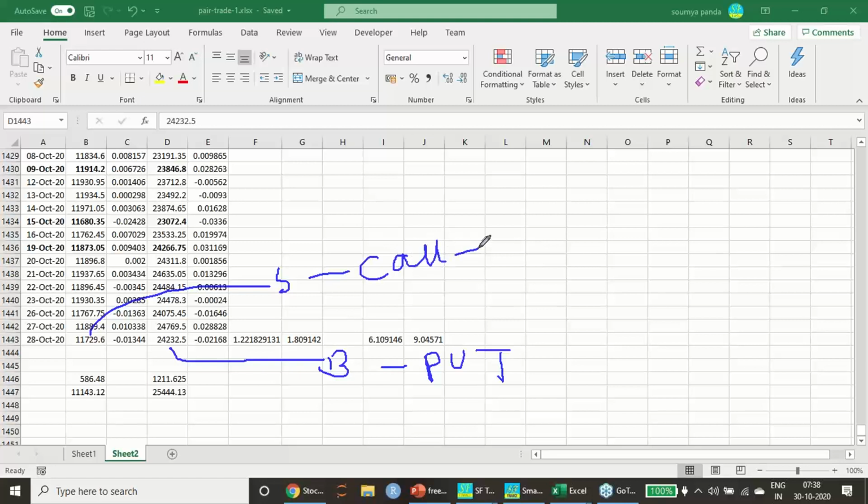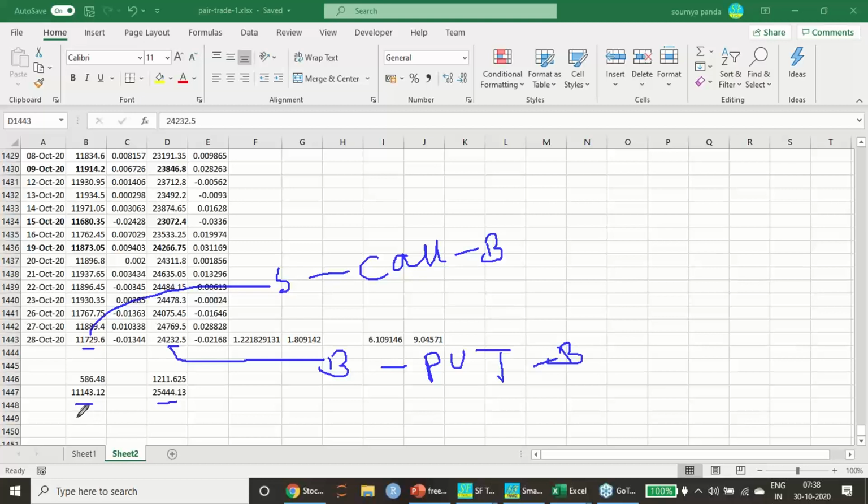Means I have to buy a call option and I have to buy a put option, and both should be deep in the money. So I need to decide a strike for that. What I did here, I have just taken 5% value of Nifty and Bank Nifty. I have added these 1200 points to Bank Nifty. I have subtracted these 586 points from the Nifty.